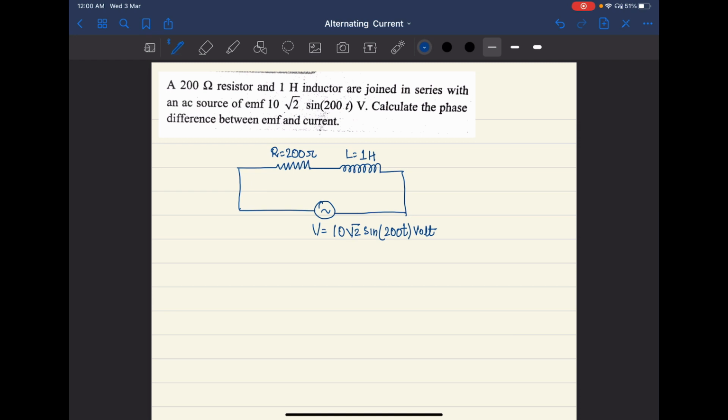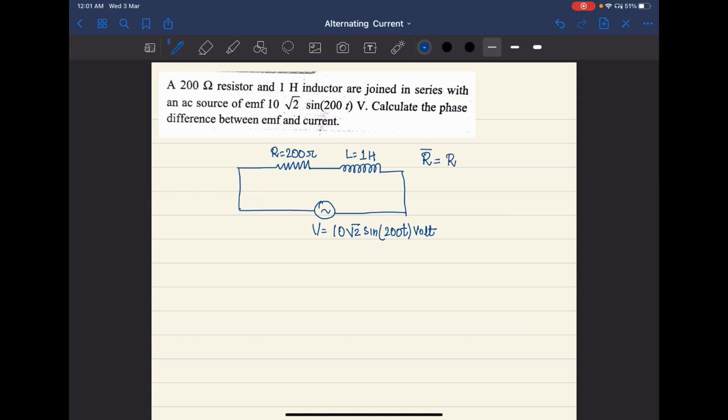Okay, so to calculate the phase difference, we'll solve this problem using the phasor technique. First we'll write everything which is given here in terms of phasors. We know resistance can be written in phasor form.